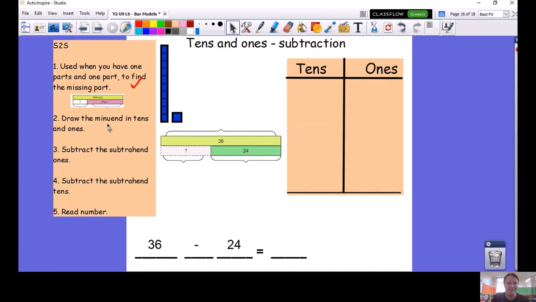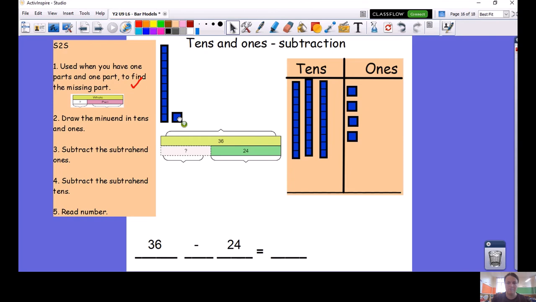Now I need to draw the minuend in tens and ones, and my minuend, my biggest number, is 36. 36 is 3 tens, 1, 2, 3, and how many ones are in 36? There's 6 ones. 1, 2, 3, 4, 5, and 6. Okay, what am I subtracting now that I've drawn out the minuend tens and ones? I'm going to subtract the subtrahend ones. And the subtrahend ones, there are 4 ones. So 1, 2, 3, 4. And how many tens am I subtracting? I'm subtracting 2.